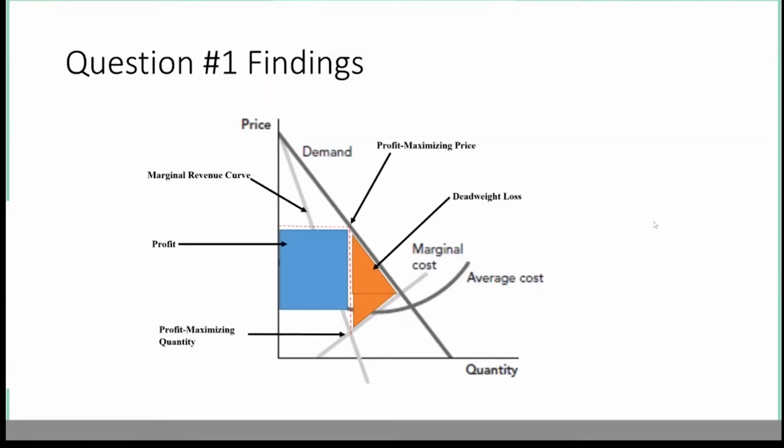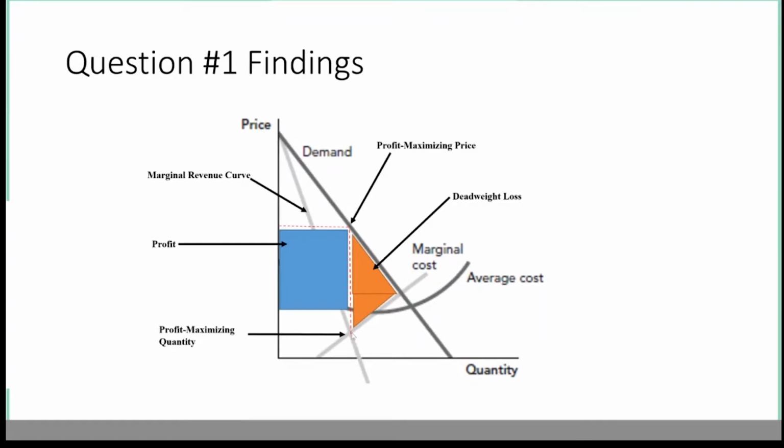So question one, and we can label these things. We can see that the marginal revenue curve is this curve that is half of the demand curve because this is a monopoly situation. We can see that the profit maximizing quantity is the point where the marginal cost and the marginal revenue meet, interact.